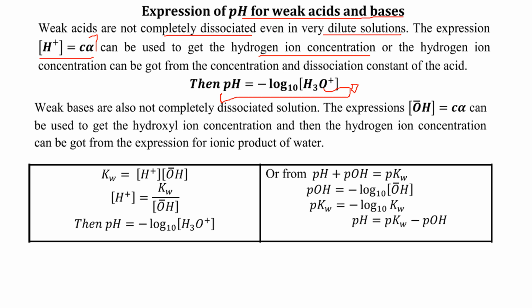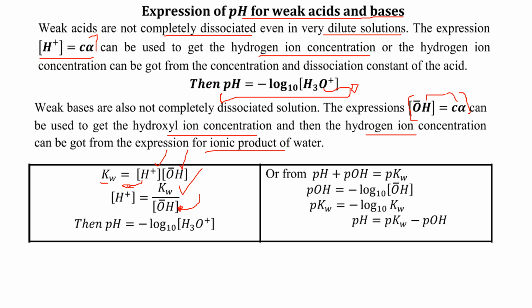Now weak bases are also not completely dissociated. That means that you can use this expression with their concentration and degree of dissociation to get the hydroxyl ion concentration and the hydrogen ion concentration. And the following can be got from the ionic product of water, which is given by molar concentration of the hydrogen ions or hydroxonium ions times molar concentration of hydroxyl ions. Now if you make molar concentration of hydrogen ions the subject, you remain with the ionic product of water, Kw, divided by molar concentration of hydroxyl ions.